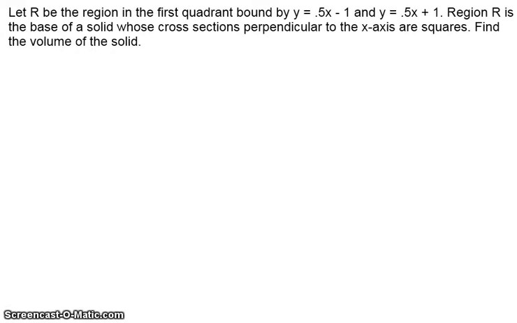Let R be the region in the first quadrant bound by 1/2 x minus 1 and 1/2 x plus 1. Region R is the base of a solid whose cross sections perpendicular to the x-axis are squares. Find the volume of the solid. So first, let's look at a picture of what's going on here.